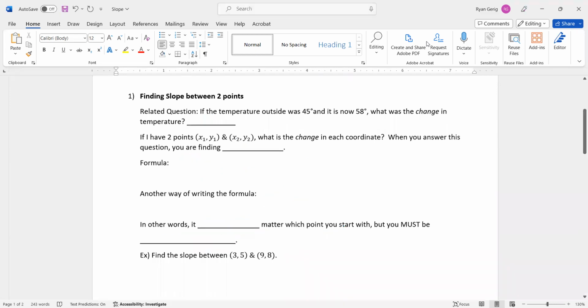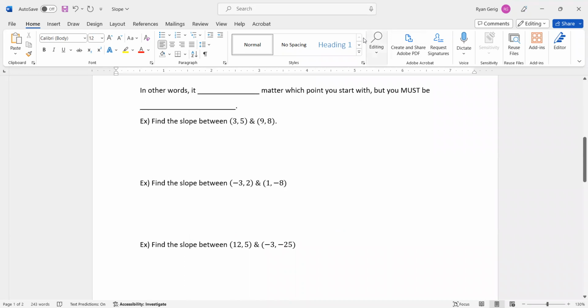So let's do some practice. Find the slope between, got a few examples here. I'm going to do the first one nice and slow. I'm going to do it 2 different ways to show you that it doesn't matter. So I'll label them real quick. 3 is x1, 5 is y1, 9 is x2, 8 is y2. So if I do y2, that's 8, minus y1, that's 5, over x2, that's 9, minus x1, that's 3. I'm just going to simplify that now and figure out what my slope is.